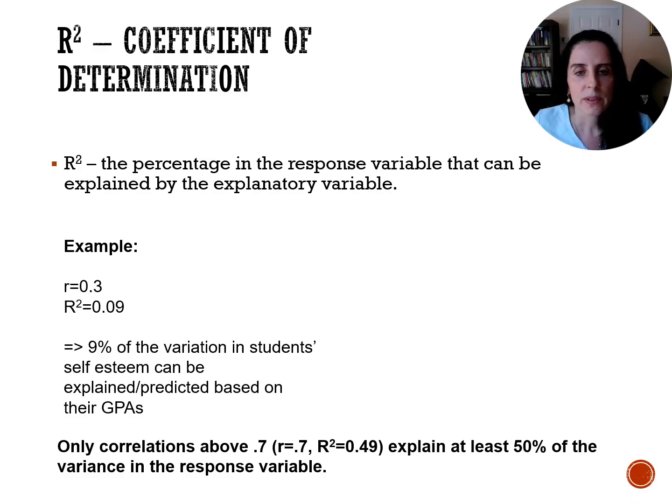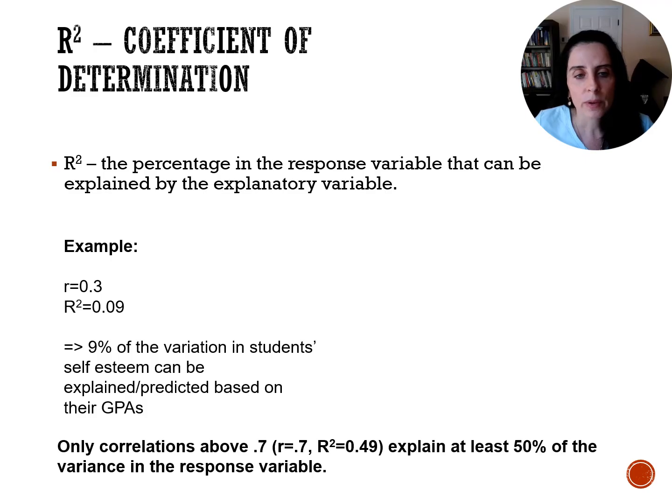The results represent the coefficient of determination, and we use the notation R squared for it. In our example, the correlation coefficient was 0.3, so the coefficient of determination R squared is 0.09. Which means that only 9% of the variation in self-esteem score can be attributed to variations in GPA. This coefficient is a statistical measure of how well a regression line approximates real data points.